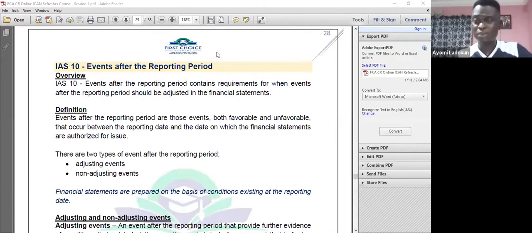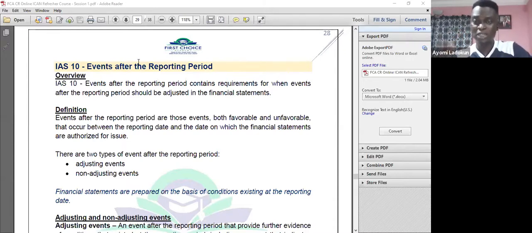Events after the reporting period are those events, both favorable and unfavorable, that occur between the end of the reporting period, but before financial statements are authorized for issue. So whenever you see IAS 10, whether in practice or in your exam scenario, all you need to understand is, I've told you earlier on in our first class that date is very important when you are dealing with financial reporting or corporate reporting or SBR, as the case may be.